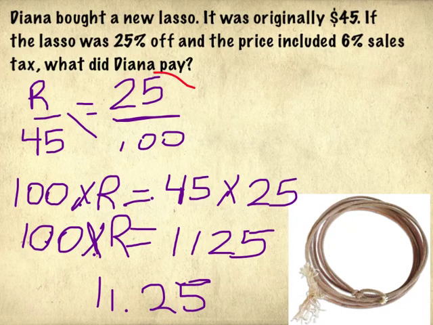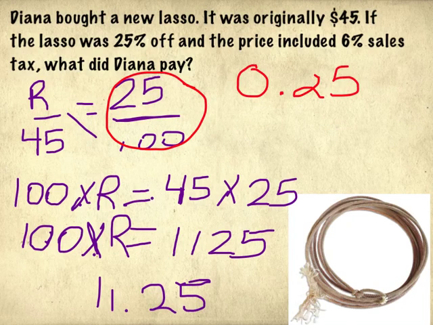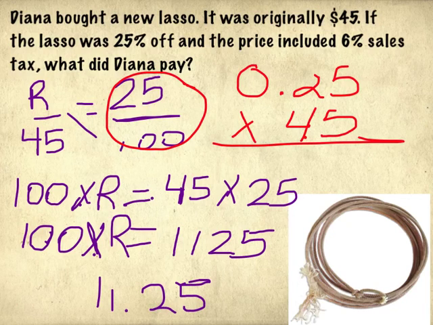The other way is to recognize that 25 out of 100 is the same as 0.25 because that says 25/100ths. If I go 0.25 times 45, that too will give me 11.25. Either way, she's going to get a discount of $11.25.